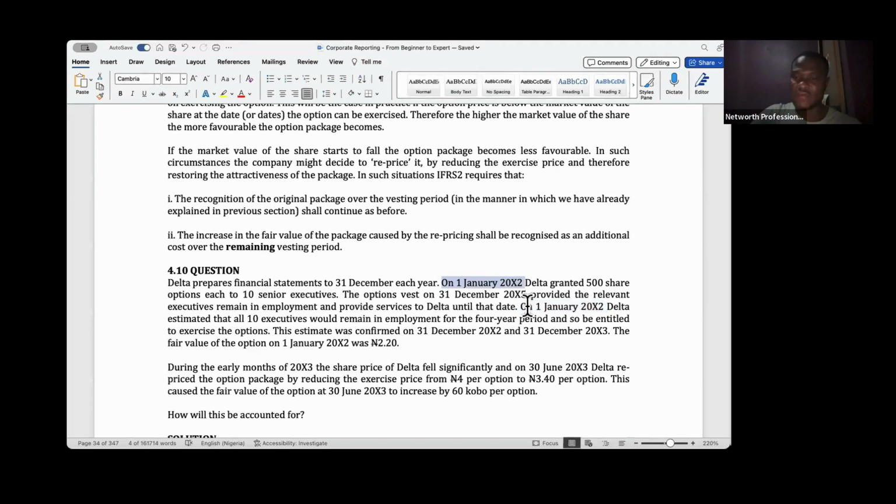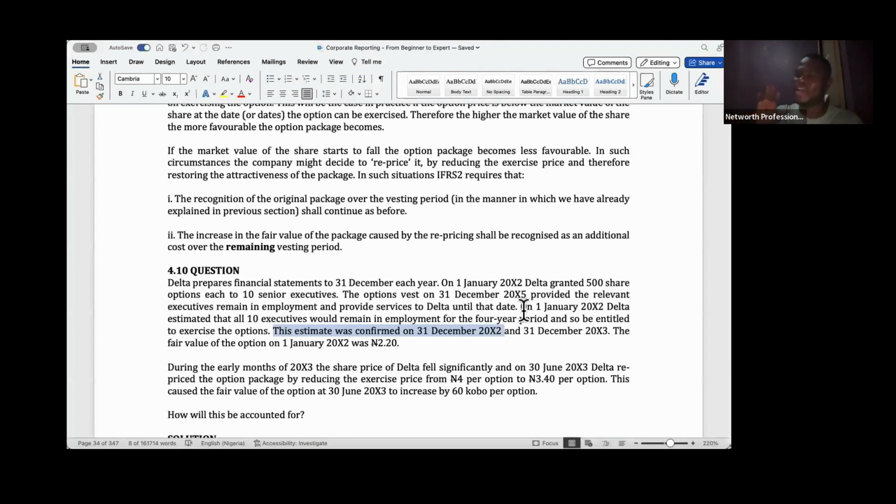So they are giving us an estimate on 1st January that all of them will remain and they will be entitled to the share option. See, one is that this sentence, all things being equal, should be ignored because the estimates we need would be made at the end of each year, not at the beginning of the year. So let me see if they will give me an estimate at the end of the year. So they said this estimate was confirmed on 31st December 2002.